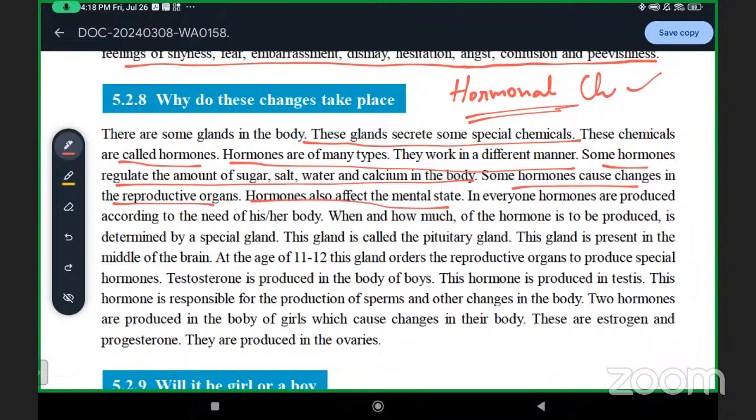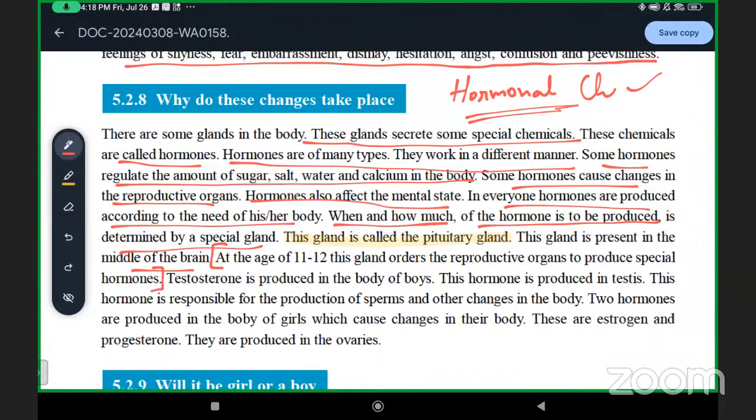In everyone, hormones are produced according to the need of his or her body. When and how much of the hormone is to be produced is determined by a special gland. This gland is known as the pituitary gland. When to produce the hormone and how much to be produced is determined by the pituitary gland. It is present in the middle of the brain. At the age of 11, 12, this gland orders the reproductive organs to produce special hormones.